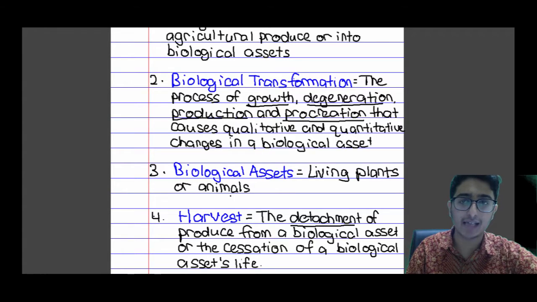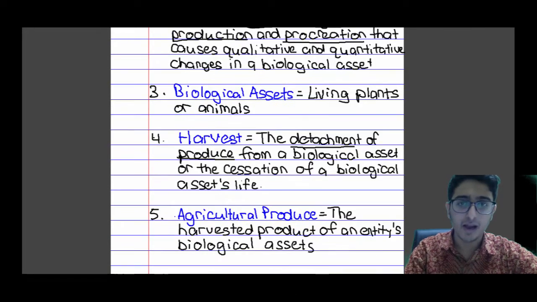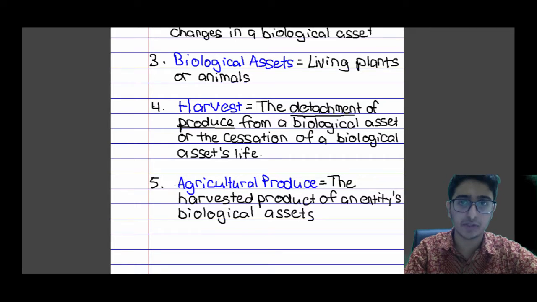Now, biological assets, as I said earlier, are living plants and animals. Harvest is the process of the detachment of the produce, or you can say the output, from a biological asset, or the cessation of a biological asset's life. Cessation means the end of a biological asset's life. In other words, the animal is now no more. And fifth is agricultural produce. This is what we get from the harvest.